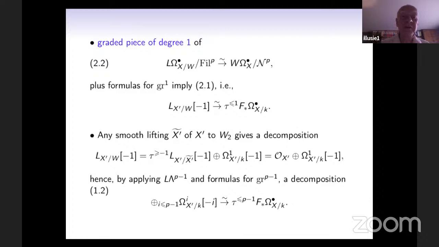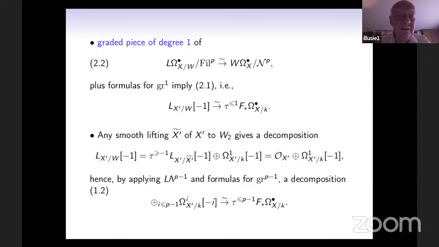So a graded piece of degree one, so you get F1 modulo F0, then F1 modulo F2. So you get gr^1 on the left-hand side, which is the cotangent complex. And on the right-hand side, you get the truncation of the de Rham. And now you get your isomorphism. So now how to get the decomposition? Well, this comes from, of course, what I said. So on the cotangent complex, you take a smooth lifting X' tilde of X' to W2, then it gives you a decomposition of that cotangent complex.